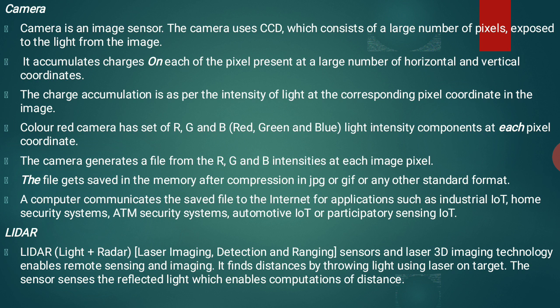By passing the laser light on the target, we are identifying the distance from the source to the target. The sensor senses the reflected light, which enables the computation of distance. So the emitted light can be identified through the reflections, and based on that, it calculates the distance.